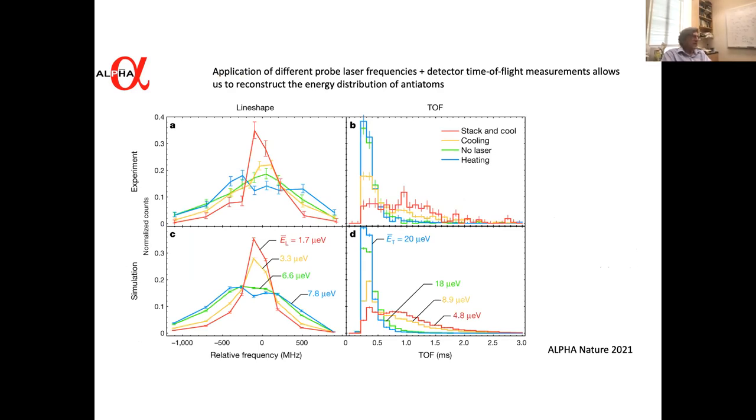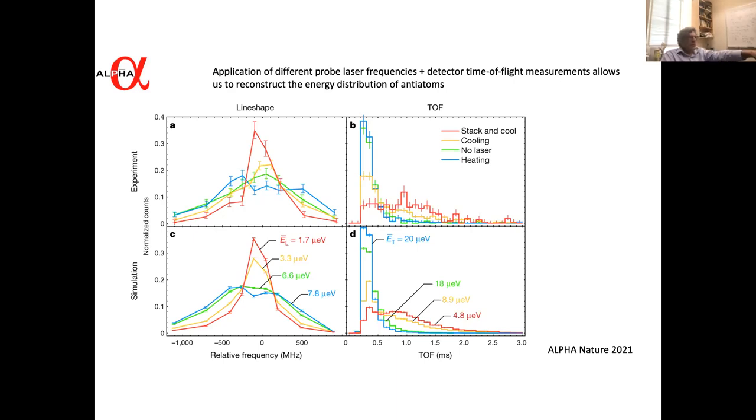And here's an example of the simulation and the experiment. What do you take from this? On one axis is the relative frequency. On the other axis is the normalized counts. That's on the left, A and C, and B and D. You have the counts versus the time of flight, which is how long it takes it to hit the wall.